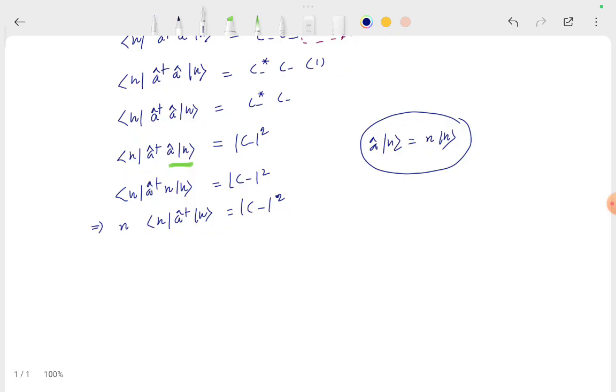So when a cap dagger acts on ket n, it also gives you the eigenvalue n, right? No, I think we are performing a wrong step. Don't worry, sorry, it's my mistake.